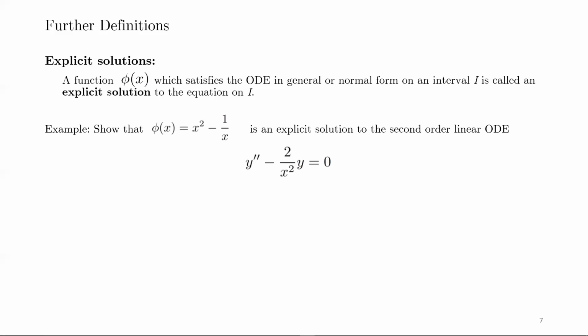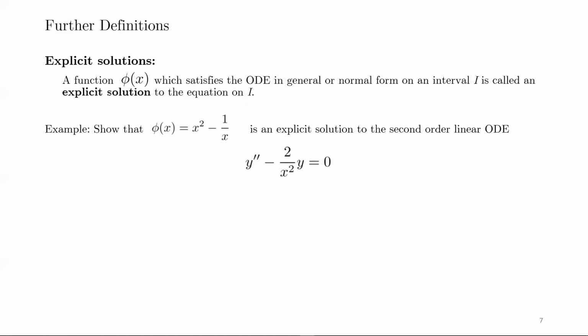So the example I'd like to look at is: show that phi of x, which is equal to x squared minus 1 over x, is an explicit solution to the second order linear ODE. And so the second order linear ODE is y double prime, so the second derivative of y with respect to x, minus 2 over x squared times y equals 0.